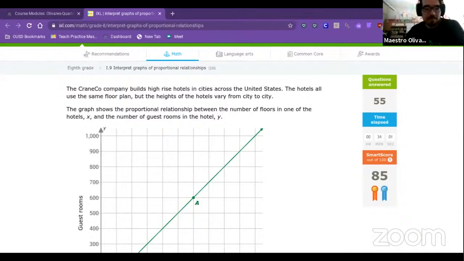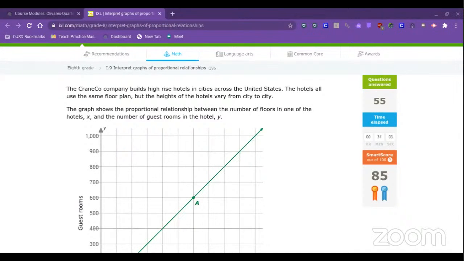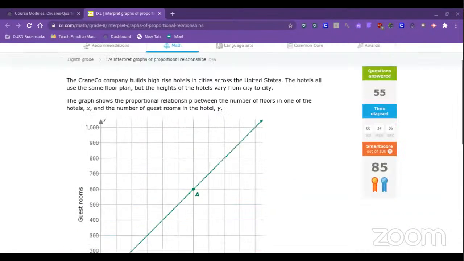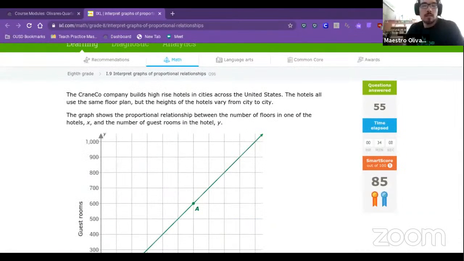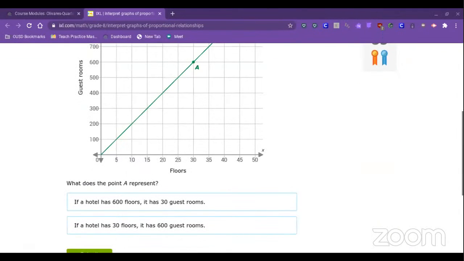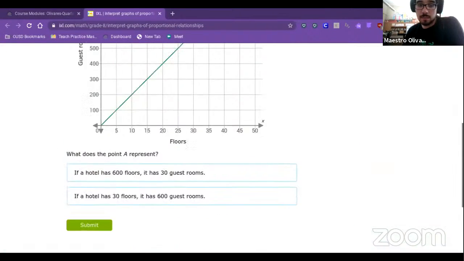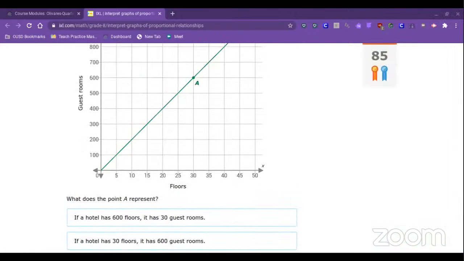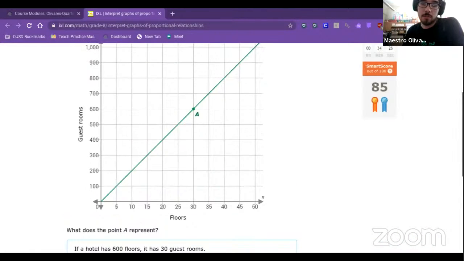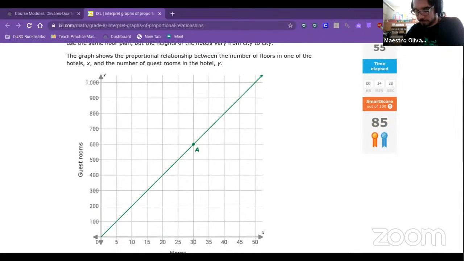Hi, what's up? I'm having trouble answering this question. Okay. So what does the X value represent here? 30? Sí, pero 30 qué? Floors or guest rooms? Floors. Okay, and what about the Y value or the 600? Is that rooms or floors? Guest rooms. Okay, so it's 30 floors and 600 guest rooms. So we'll go look at the two possible answers.